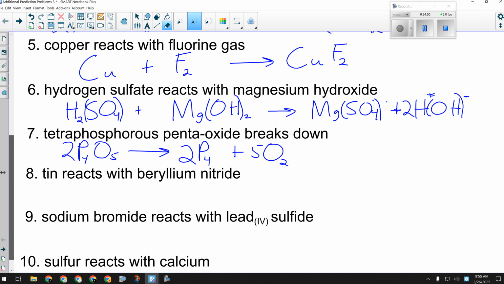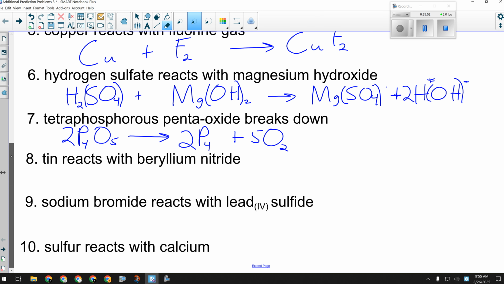So not terribly difficult. You did have to do a little bit of the lowest common multiple math, but I mean, it's not terribly taxing. All right, let's look at number 8. So tin reacts with beryllium nitride. So tin is by itself, just an element, Sn. And it's reacting with beryllium nitride, Be 2 plus, nitrogen 3 minus. All right, I got to drop and swap that ionic compound, so Be3N2.